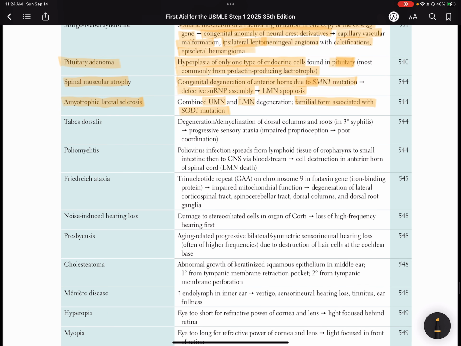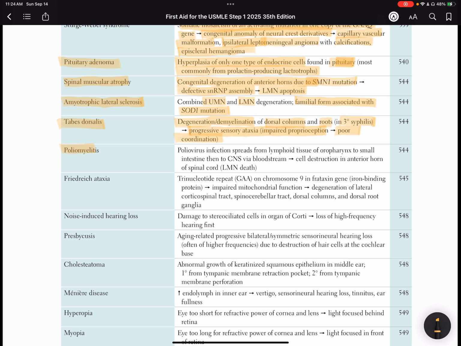Next condition, tabes dorsalis: degeneration or demyelination of dorsal columns and roots in tertiary syphilis leads to progressive sensory ataxia, impaired proprioception, leading to poor coordination.